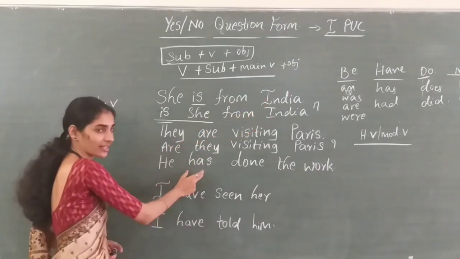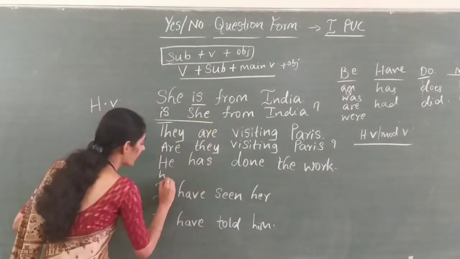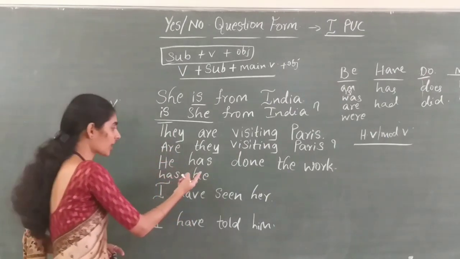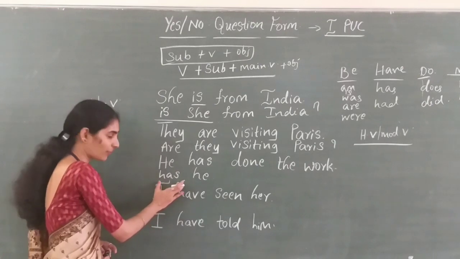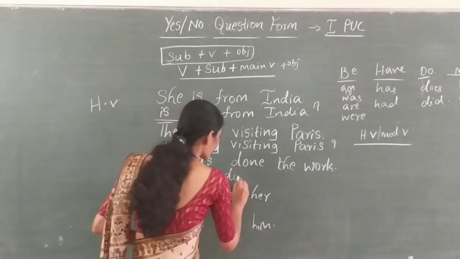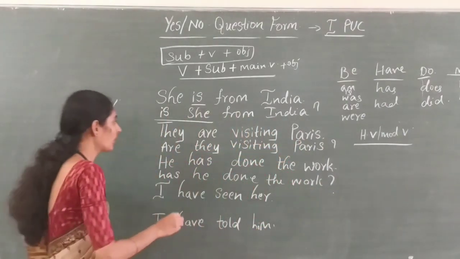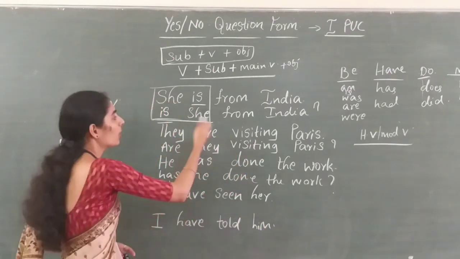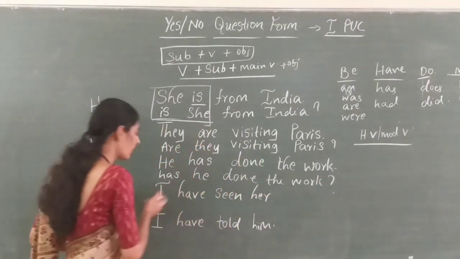Right, now has comes under have form. He has done the work. Now, has he changed subject and verb? The position of subject and verb changes. So, has will be in the position of subject and he will be in the position of verb. So it becomes, has he done the work? Has he done the work? So, you have to change only this part, subject and verb, and other words will remain the same. Okay. So, has he done the work? Question mark. Yes or no.